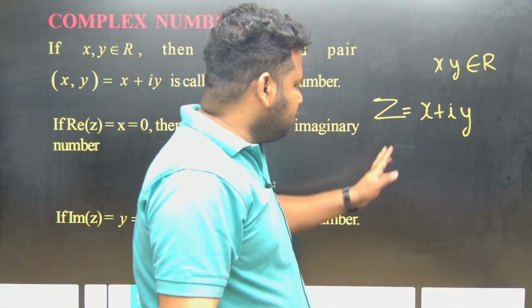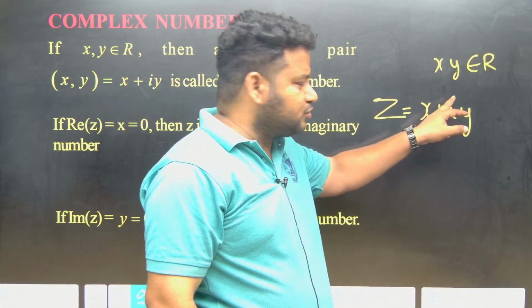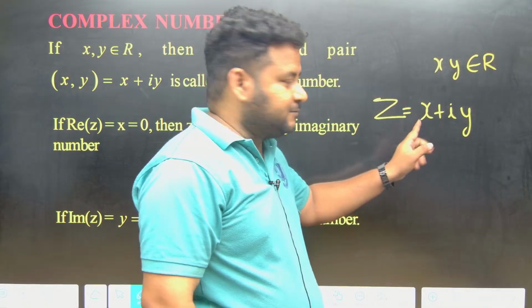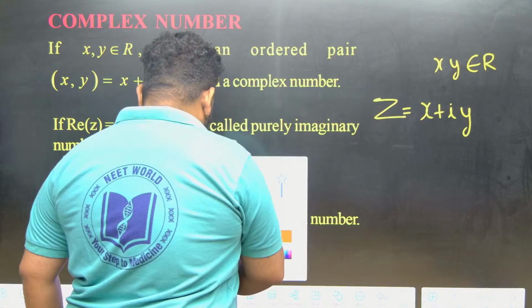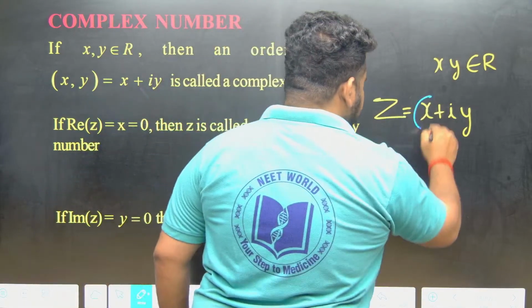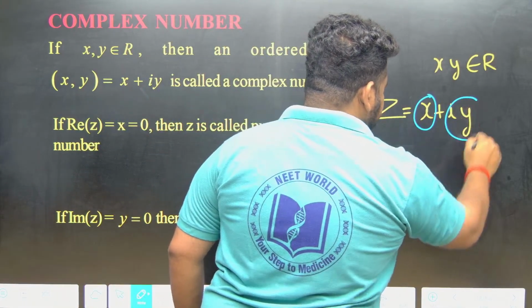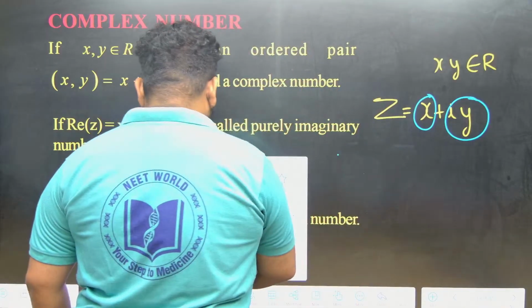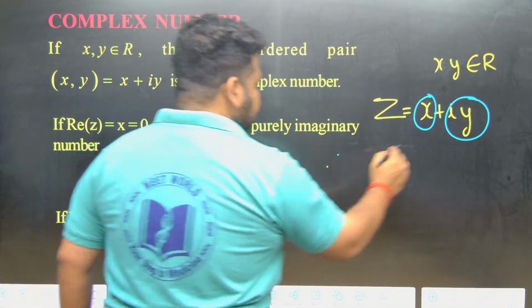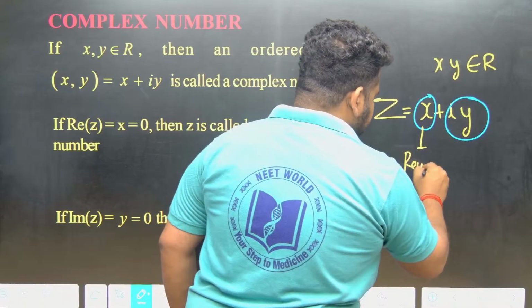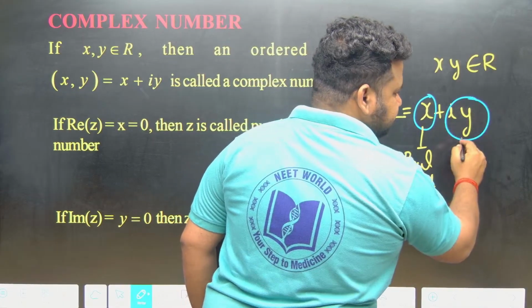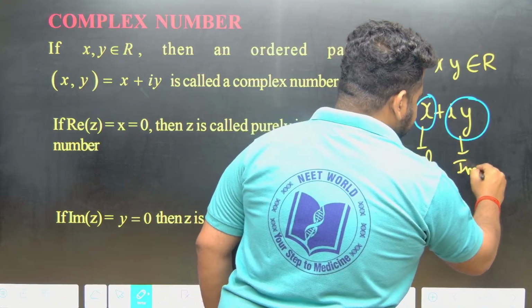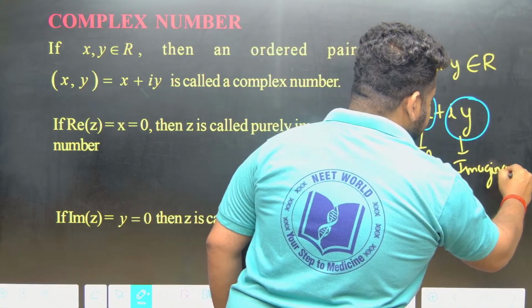Here you have to know x and y belong to real numbers, but here there are two parts, x plus iy. Now if you observe this part and this part, this part is called the real part, and whatever is having i and the value, this part is called the imaginary part.